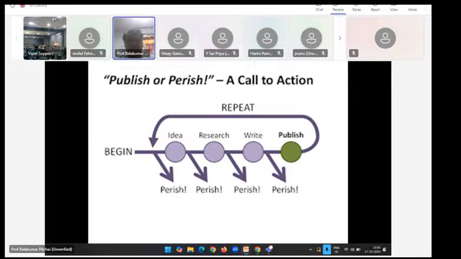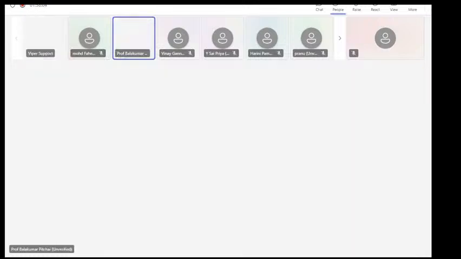So this is the slide that shows publish or perish, a call to action. We start the research with an idea, and many people leave the research with the idea only. It means they will perish. No more will they be in academia. Some people take the idea into research and do the original research, but they are unable to write the research. It means they will perish. No more will they be in academia.